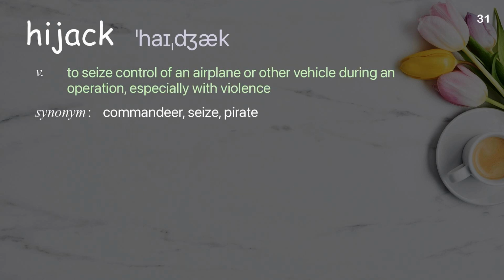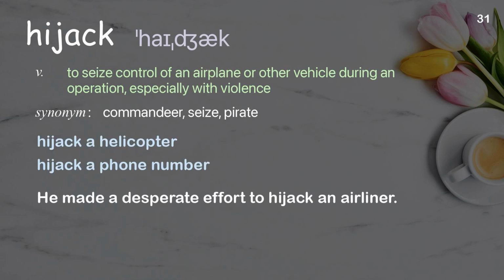Hijack. To seize control of an airplane or other vehicle during an operation, especially with violence. Examples: hijack a helicopter, hijack a phone number. He made a desperate effort to hijack an airliner.